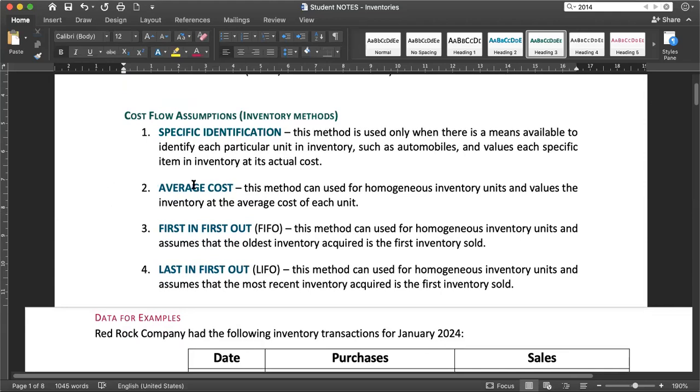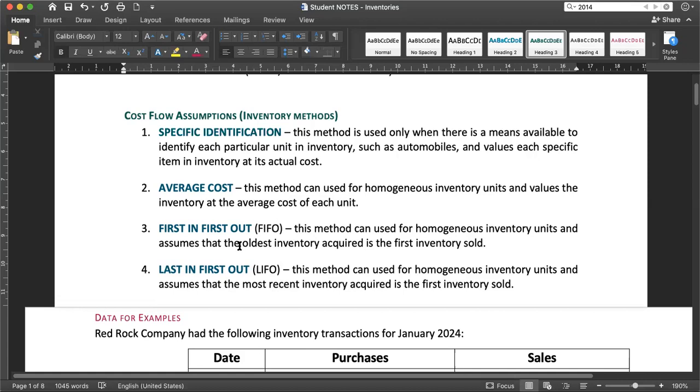We can use average cost. The average cost says we're just going to figure out on average how much each unit costs, and then we'll multiply that average cost by the number of units that were sold. Then we have first in, first out. First in says the cost of the first units that were acquired, and those units are often in inventory, are going to be the first costs that go out to cost of goods sold. So the earliest costs are going to go into cost of goods sold. That means that ending inventory is going to be made up of the most recent costs.